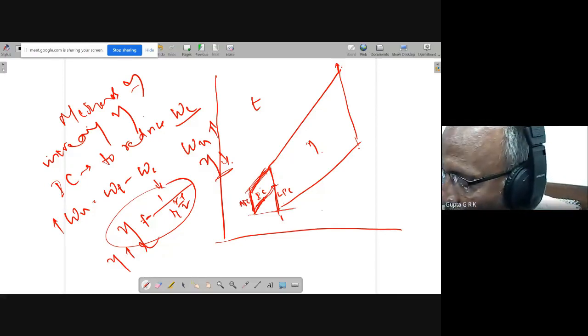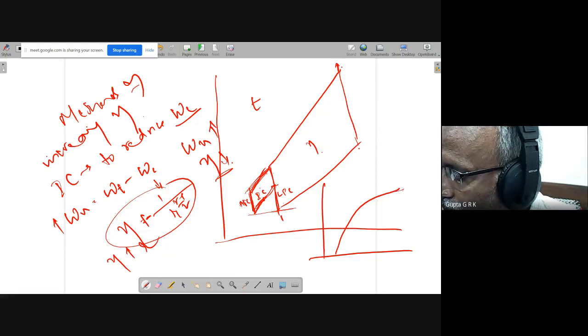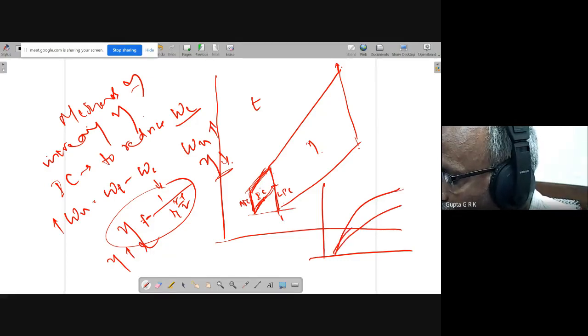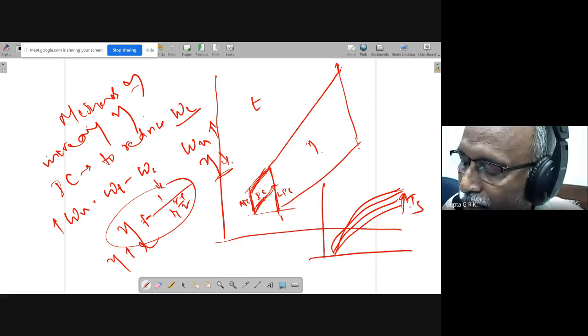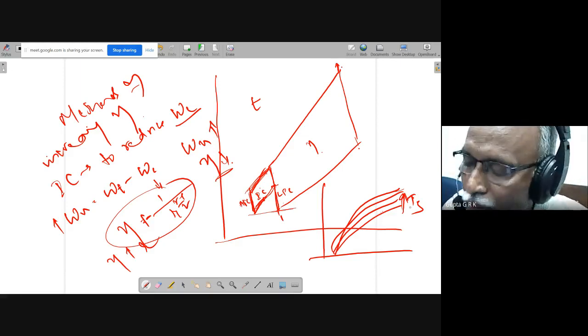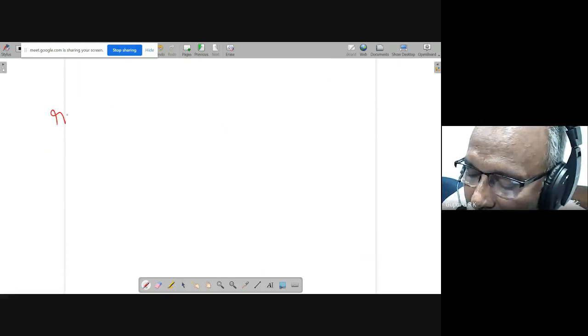So actually, if this is the simple cycle efficiency, then for different values of T3 I can have efficiencies like this, which are less, but it tries to approach this as T3 increases. So that is the way it happens. The same thing happens for reheating also. So the other one is reheating.